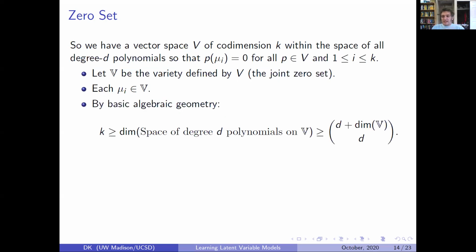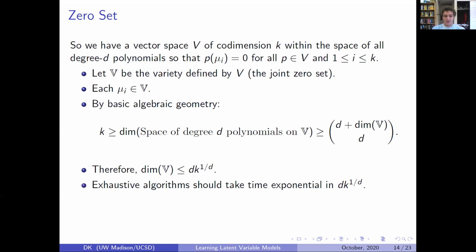But by some basic algebraic geometry, if you look at the space of degree D polynomials on V, that has dimension at most this codimension K. On the other hand, it is at least (D plus the dimension of V) choose D. And so this implies that this variety V has dimension at most D times K to the 1 over D. And so as you increase D, the dimension of this variety gets substantially smaller. Hopefully, if we apply some sort of exhaustive algorithm, it should take time exponential in D times K to the 1 over D, rather than exponential in K.